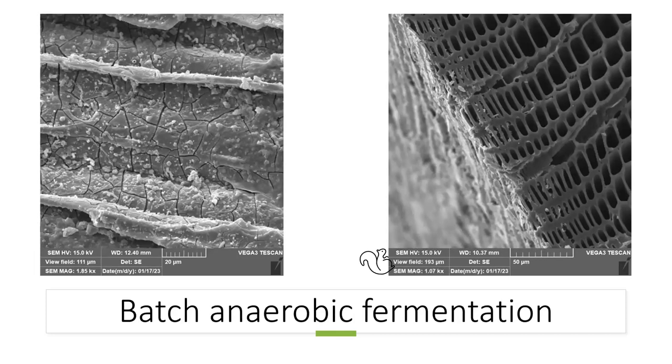Here are some photographs of biochar from batch anaerobic fermentation. The structure appeared to be cracked, and you can see that the microorganisms inhabit the pores that are close to the edge of the particle and not inside. So that means that probably smaller particles will behave better in the process of fermentation.